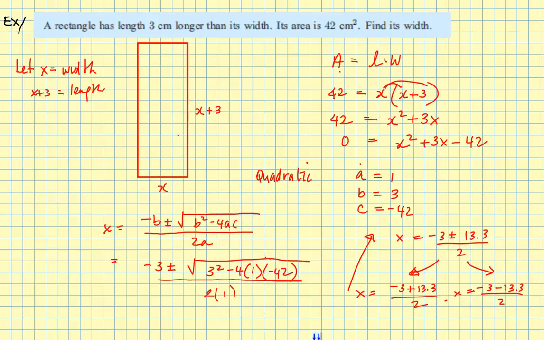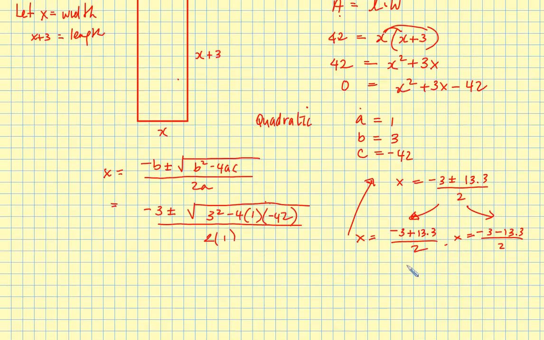But let's take a look at both solutions. I will have 10.3 divided by 2, and this one would go to negative 16.3 divided by 2. So x equals this and x equals that.